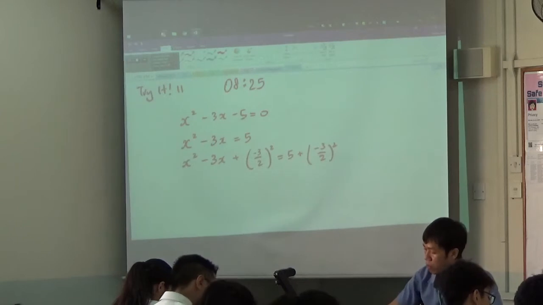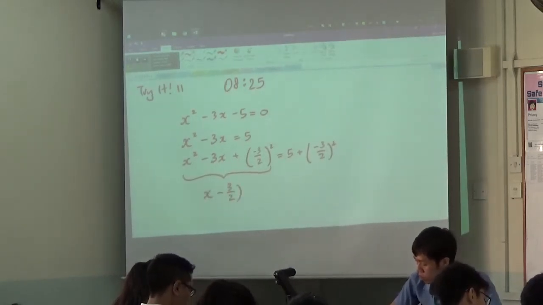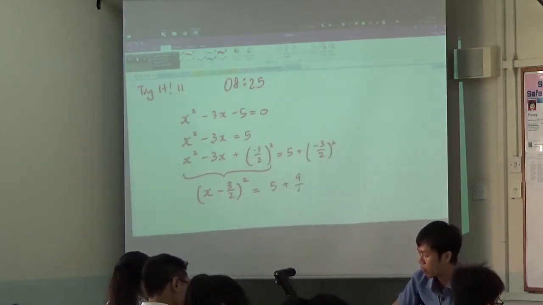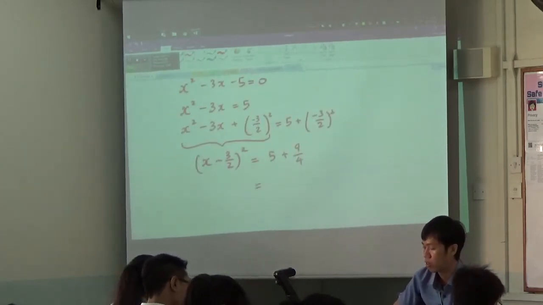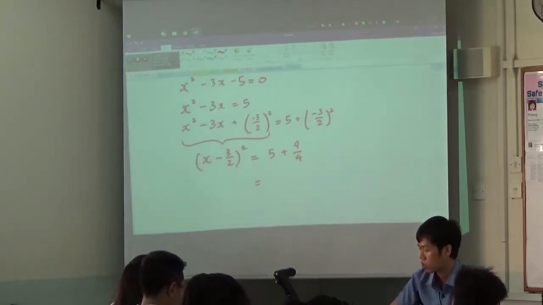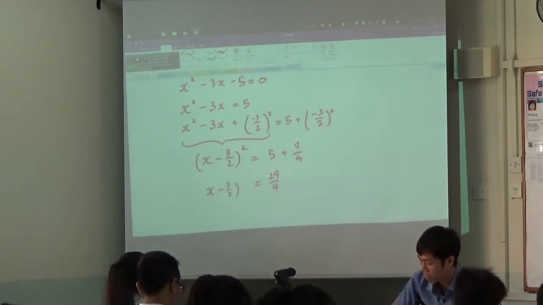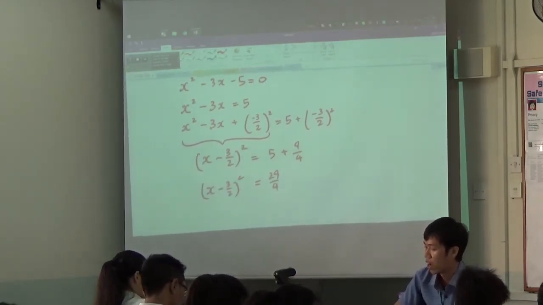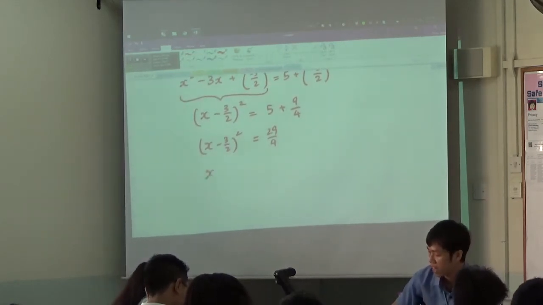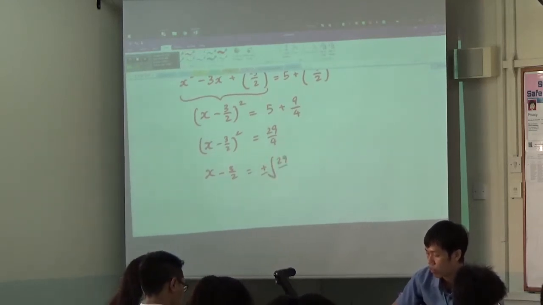So from here, my first three terms give me x minus 3 over 2 squared equals to 5 plus 9 over 4. How much is 5 plus 9 over 4? 29 over 4, thank you. Now, in order to solve this, I need to take square root on both sides. x minus 3 over 2 equals to plus minus square root 29 over 4.